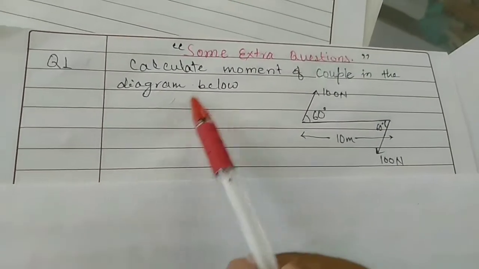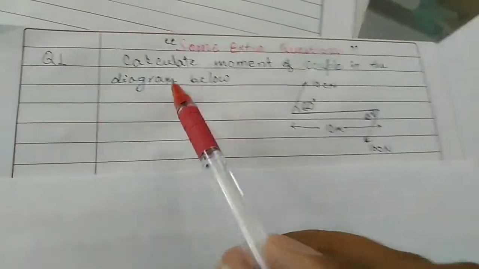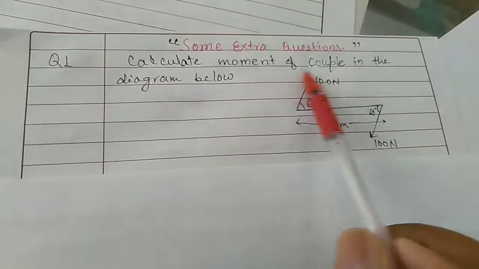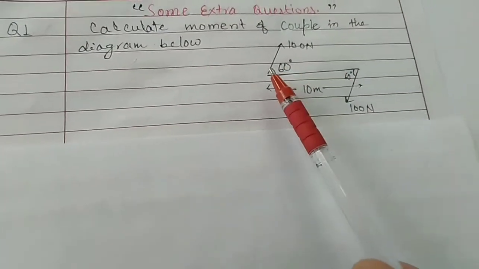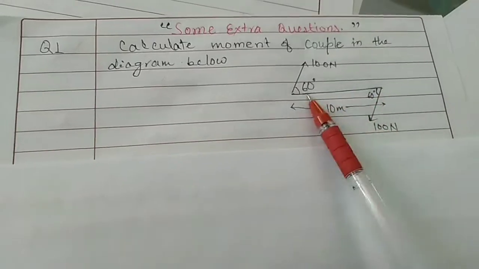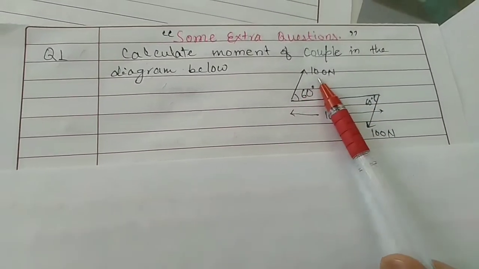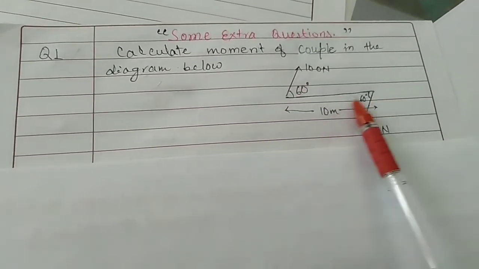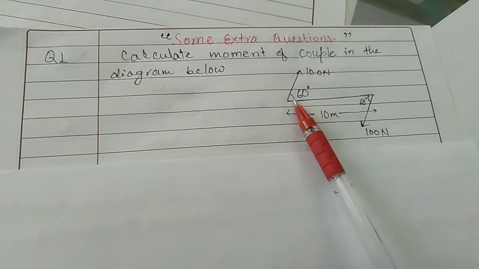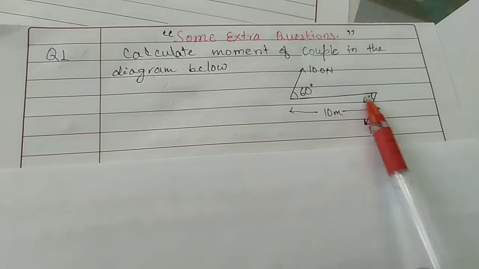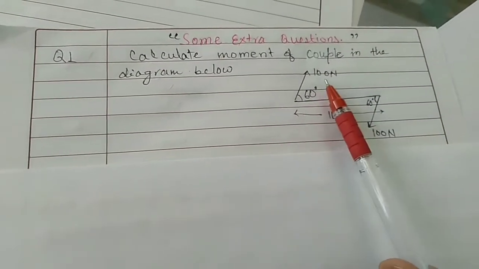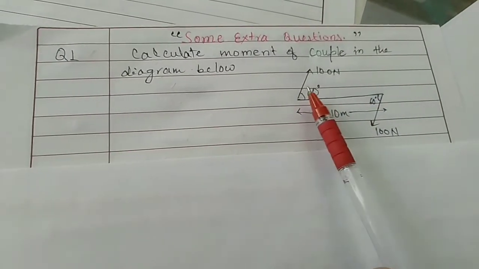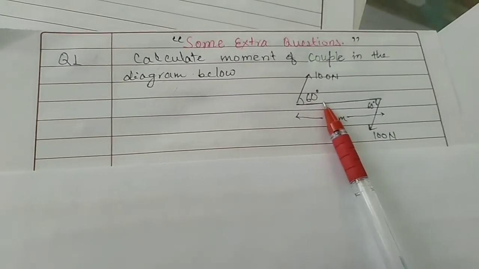So here I am starting some extra questions from different books. The question is: calculate the moment of couple in the diagram below. Suppose both forces were straight, then we would need either force and the arm of couple. That was so easy, but currently they are acting at a 60-degree angle. So you can't use that 100 into 10, because the forces are acting at 60 degrees.